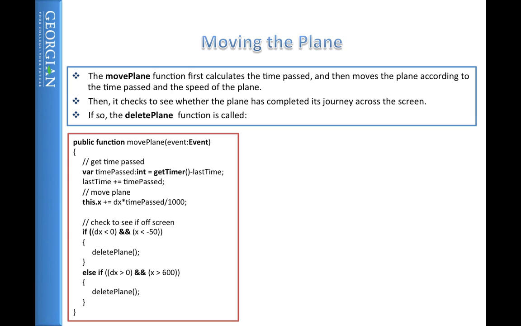We could have also checked, instead of passing in a delta x and delta y, theoretically we could have passed in left and right here as well. So if it's left and it's off screen, then remove the plane. Why are we removing the plane?